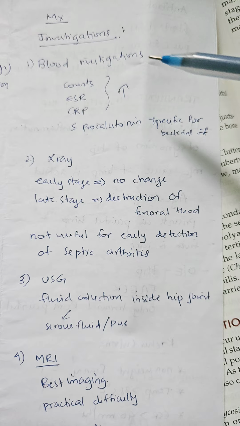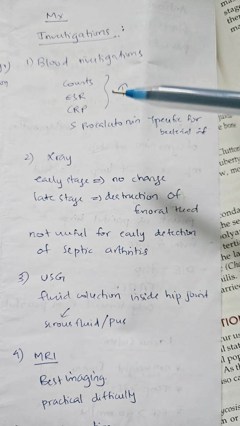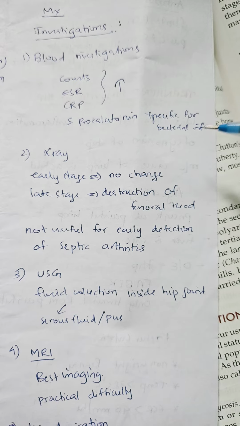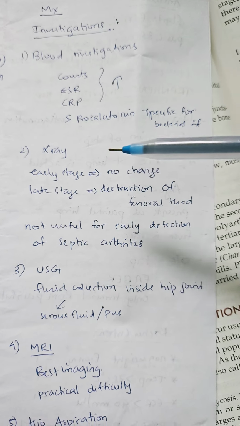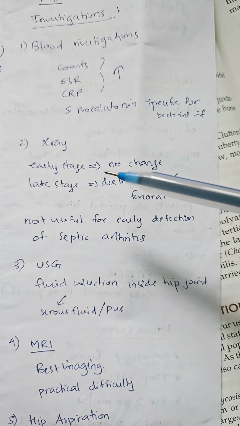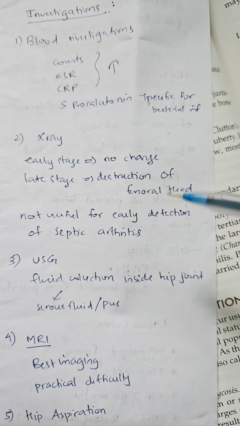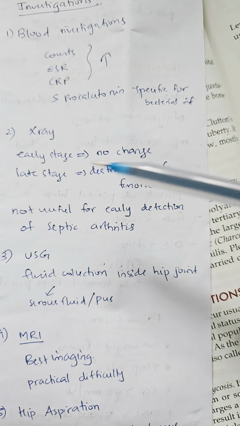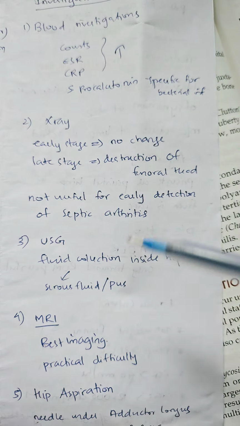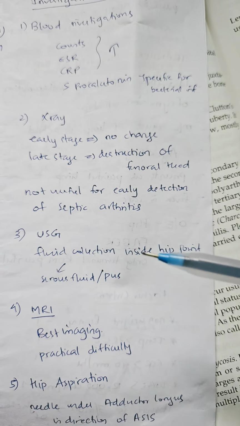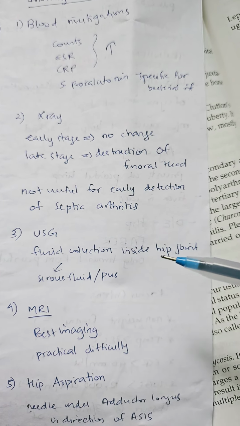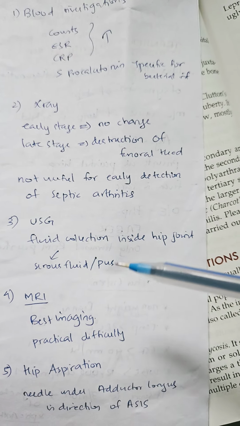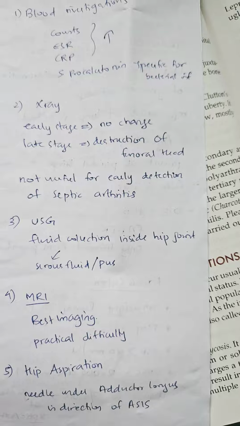Coming to the investigations, blood investigations, count, ESR, CRP will be raised. Serum procalcitonin, which is specific for bacterial infection, will also be raised. On X-ray, in the early stage there will be no change, and in the late stage there can be destruction of the head. So it cannot be used to diagnose septic arthritis as there is no change in the early stage. So we'll be using ultrasound as an investigation. So the ultrasound can show the fluid collection inside the hip joint. So it can either be a serous fluid or pus. So if it is pus, it is septic arthritis.